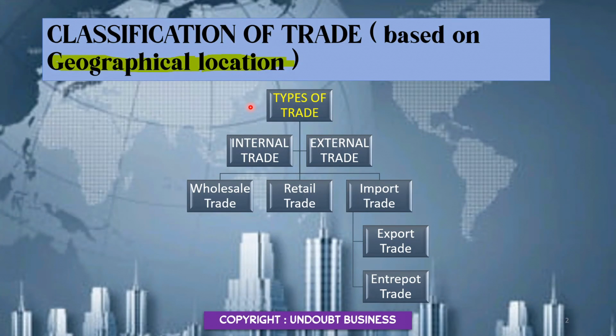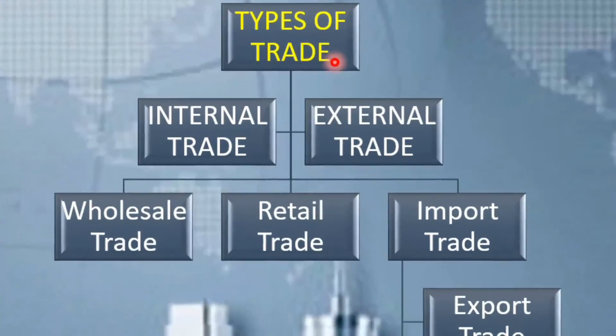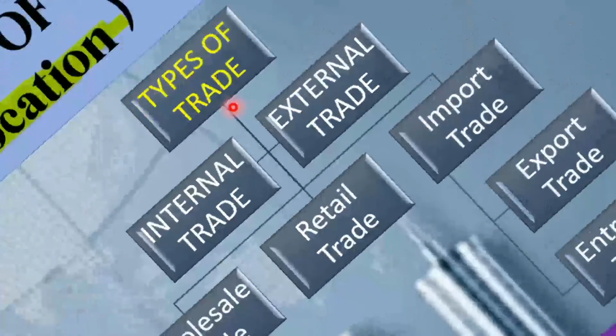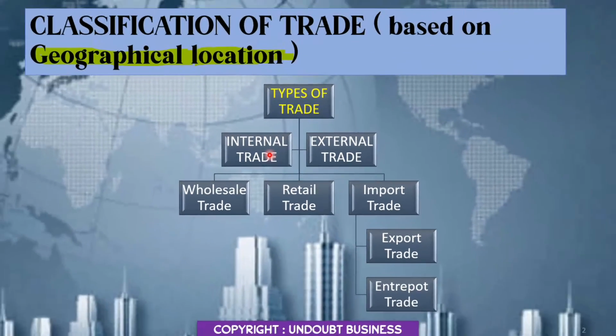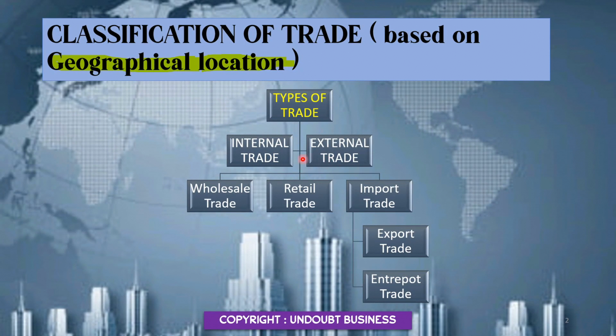Now let's take an overview of the different types of trade, and let's discuss this chart here. Trade is broadly classified as internal trade and external trade. When we talk about internal trade, as the name suggests, it is within the boundaries of a country. And when we talk about external trade, it is outside the boundaries of a country. Internal trade is further classified as wholesale trade and retail trade. What is wholesale trade and what is retail trade, we will discuss further in this video only.